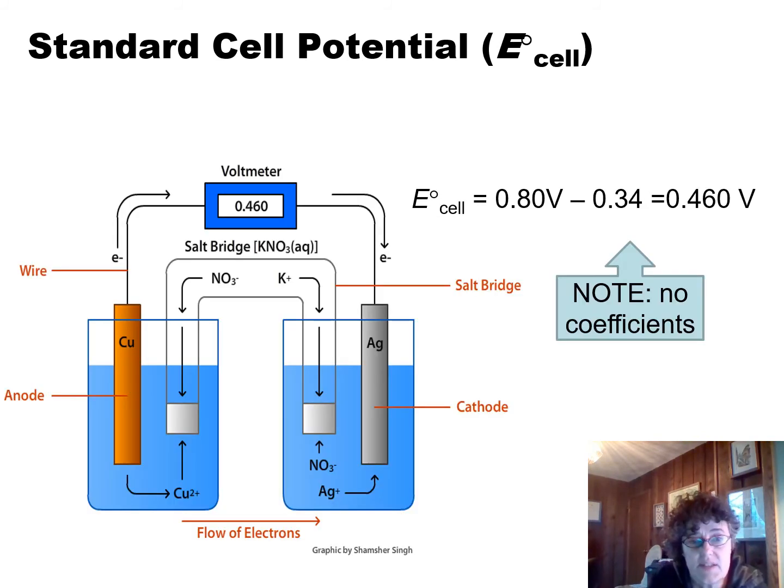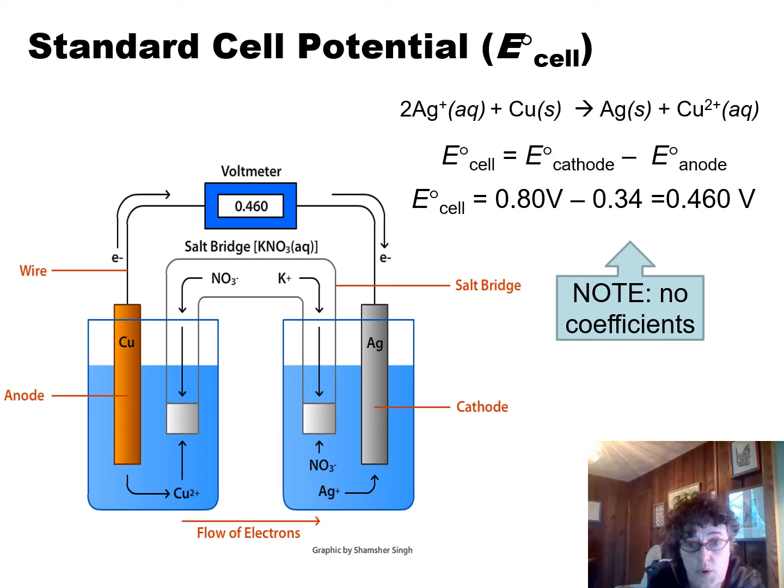This is another example with copper and silver. So this time the copper is going to be the anode because the silver has a higher standard potential that is 0.8 volt. So silver is going to be the cathode, copper is going to be the anode, and the difference is going to be 0.46. And you apply the same formula.